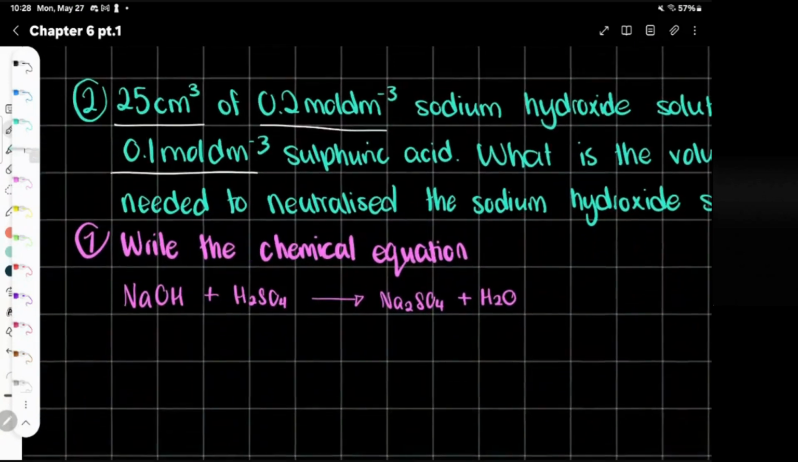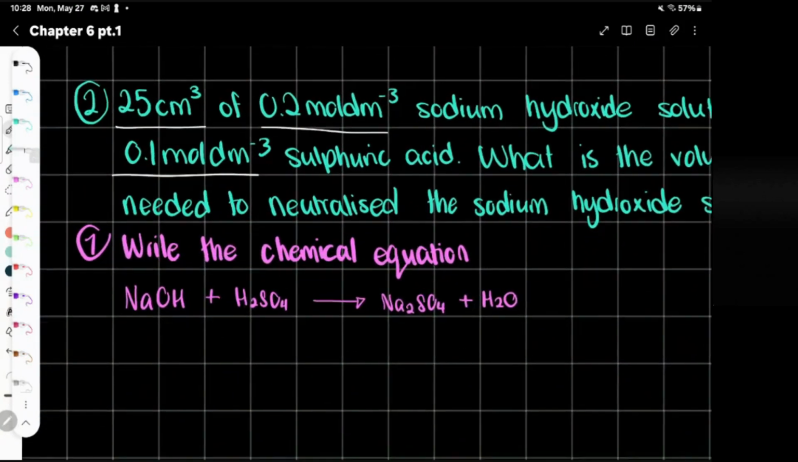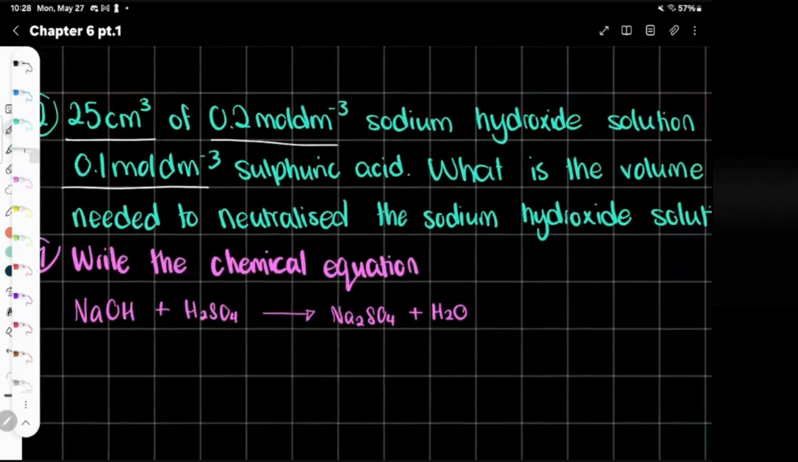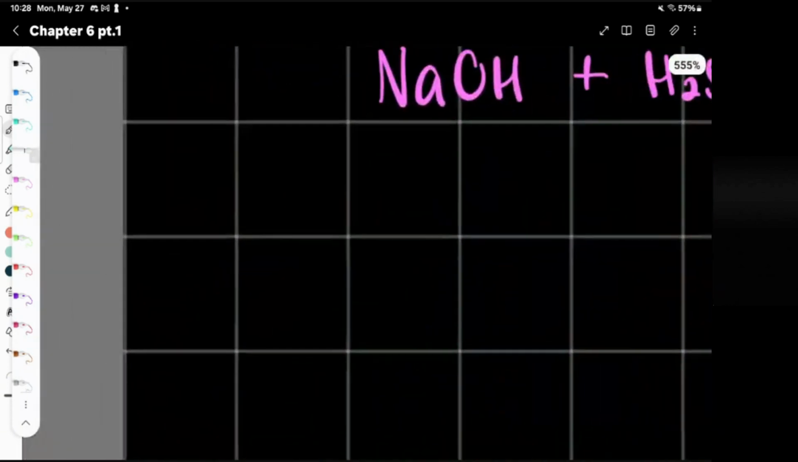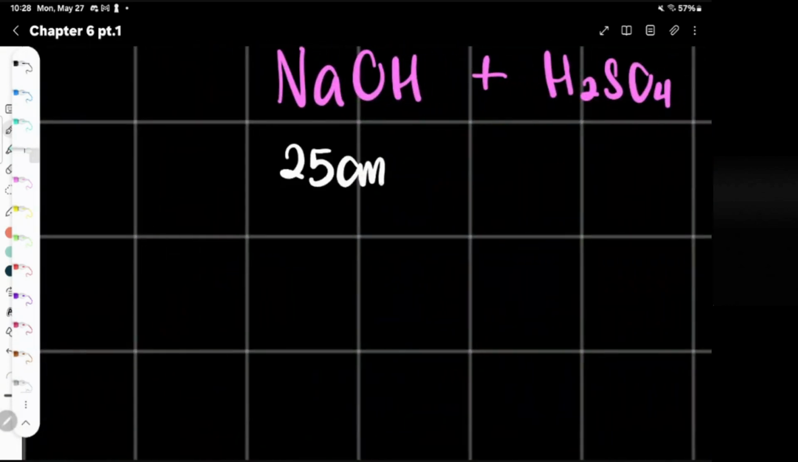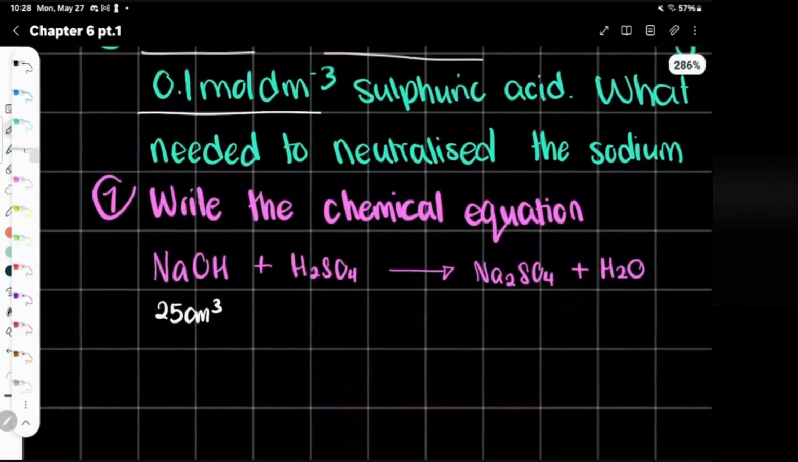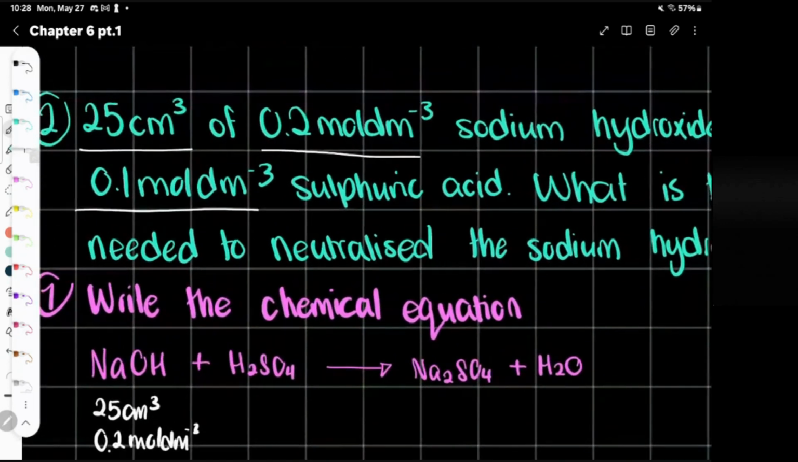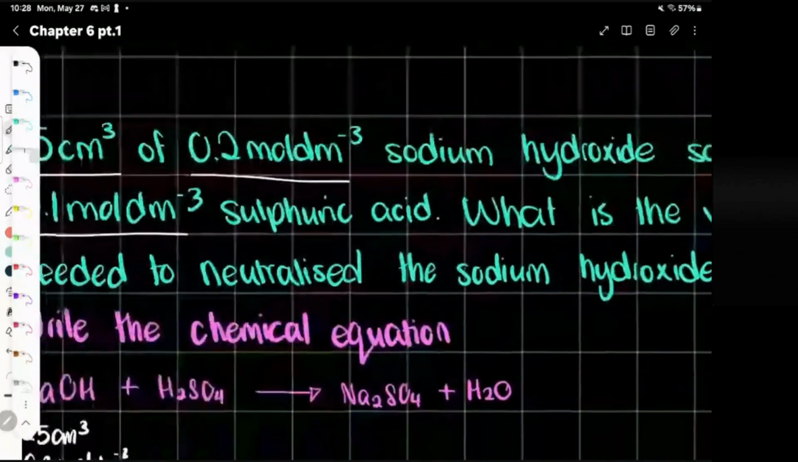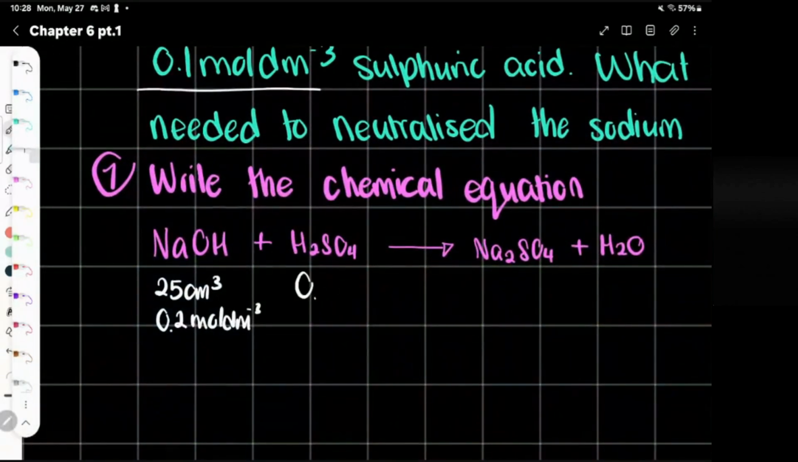Whenever you have a chemical equation, I prefer if you label them on the equation. So 25 centimeter cube of 0.2 mole decimeter cube sodium hydroxide. So we can label here: 25 centimeter cube, and the molarity is 0.2. I label them there so that it's easier for you to see. Now, H2SO4 is sulfuric acid, and what they give you is 0.1 mole. So you are left with 0.1 mole decimeter cube.